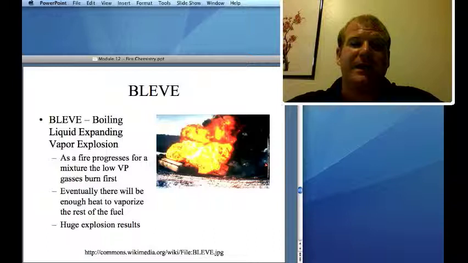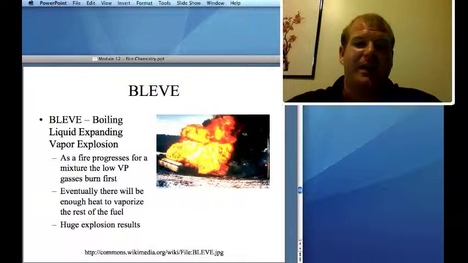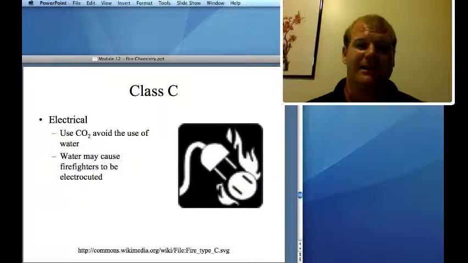BLEVE stands for boiling liquid expanding vapor explosion. If you have a liquid on fire and the fire progresses, the lower vapor pressure gases will burn first. But then as they give off heat, they're giving off all those BTUs. That heat will eventually vaporize the rest of the fuel, and then a huge explosion can happen. That's the BLEVE.